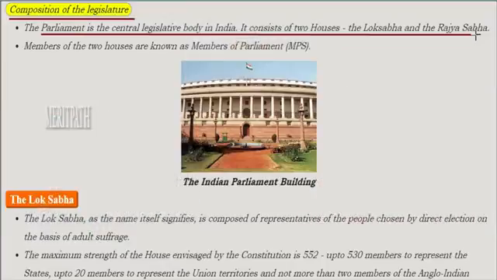The Parliament is the central legislative body in India. It consists of two houses, the Lok Sabha and Rajya Sabha. The members of these houses are known as Members of Parliament, that is MPs. In this image you see the Indian Parliament building.